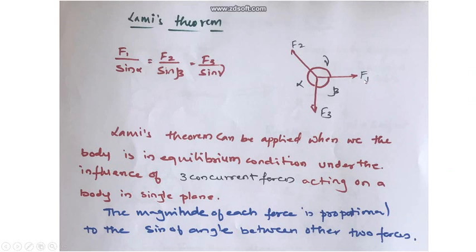So if I consider the force F1, it is proportional to the sine of the angle between the other two forces. The other two forces are F2 and F3, and the angle between them is alpha. So F1 by sine alpha. Similarly, if I consider the F2 force, the other two forces are F1 and F3, and the angle between them is beta. So F2 by sine beta. Similarly, F3 by sine gamma. So this is your Lami's theorem.